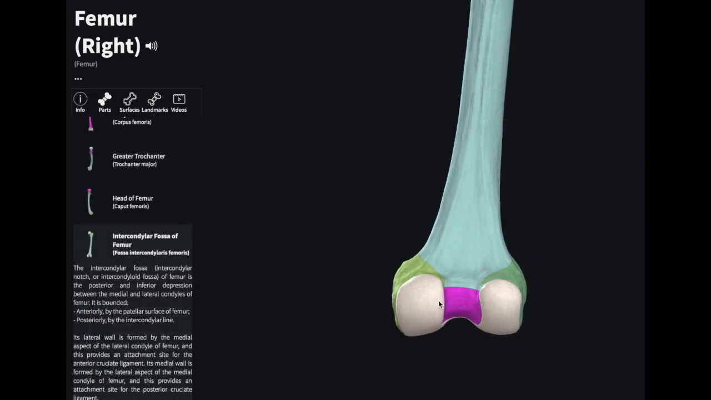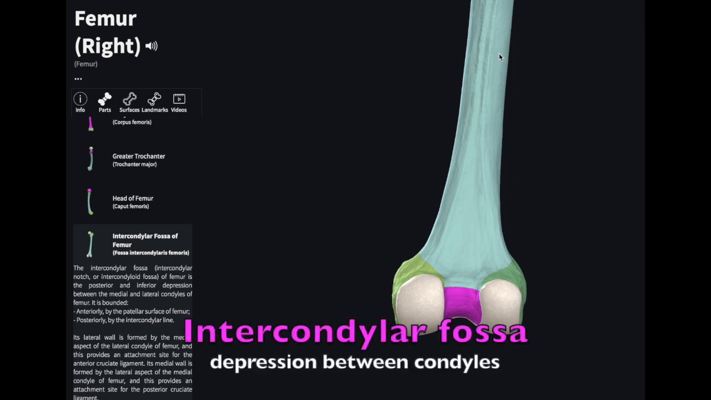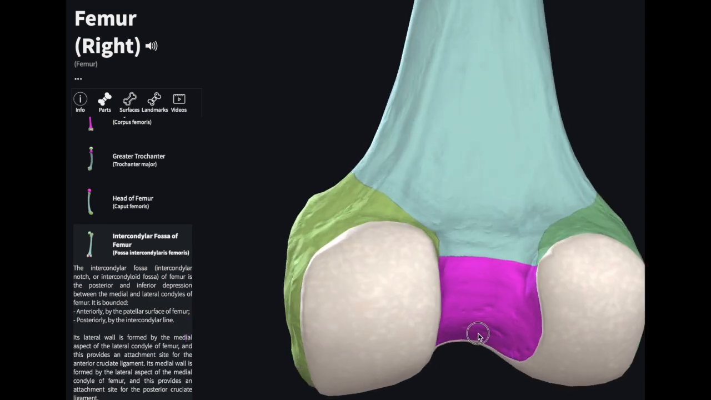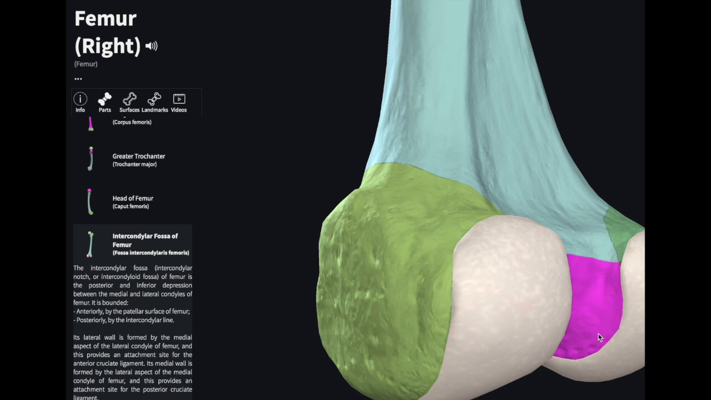Another structure that I would like for you to know, okay, so again, we are on the posterior side here. In between the two condyles, we have an intercondylar fossa, okay, and that's right in here. Okay, you can see there's a groove within, okay? All right, and that is our femur.